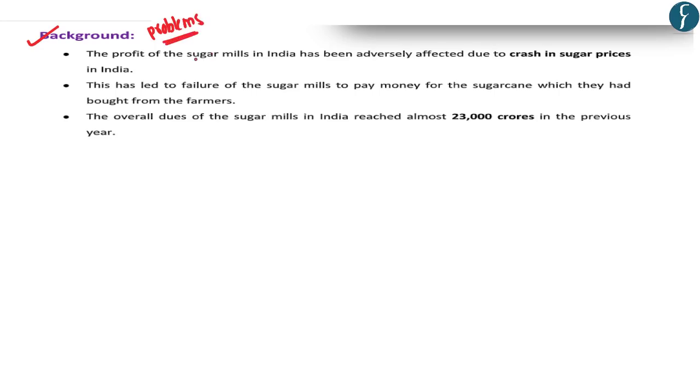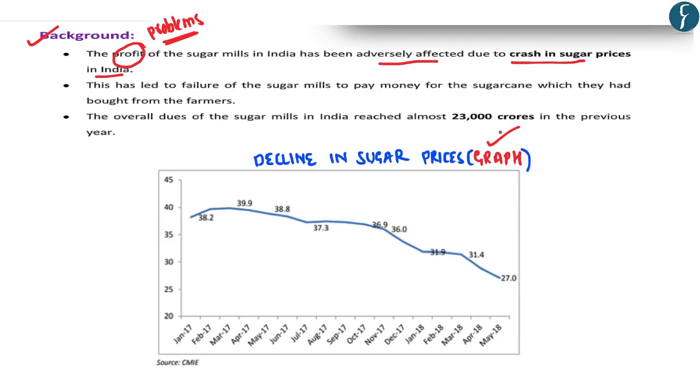Now, with respect to the sugarcane industry in India, the profits of the sugar industries have been adversely affected due to a crash in the sugar prices in India. The graph here shows how the sugar prices have declined in India. As you can see in the graph, in Jan 2017, 1 kg of sugar was costing us 38 rupees. On the other hand, in May 2018, the cost of sugar has been reduced to 27 rupees per kg. So this decline in the sugar prices has adversely affected the profit margin of the sugar mills.